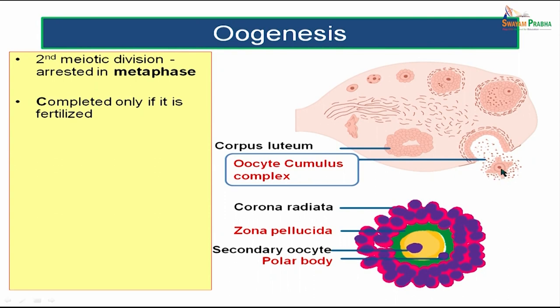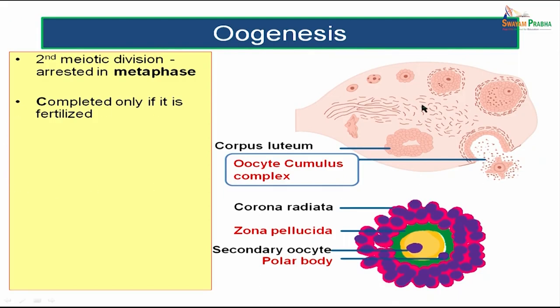So when are you expecting the completion of the second meiotic division? The second meiotic division is completed only if the secondary oocyte is fertilized. That is a very important point you have to keep in mind. So what will happen if the secondary oocyte is not fertilized? It will just degenerate without completing its second meiotic division. That is something interesting to know, right?